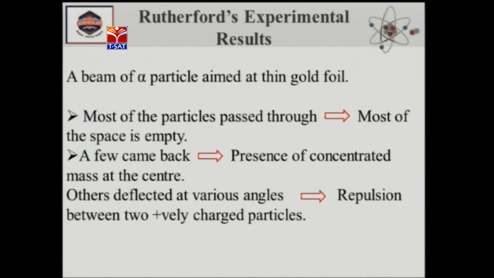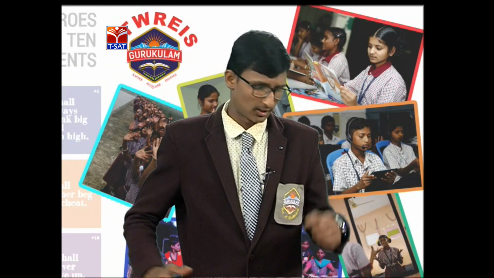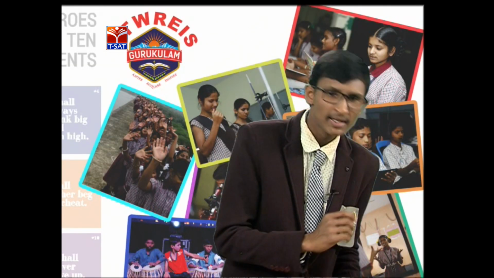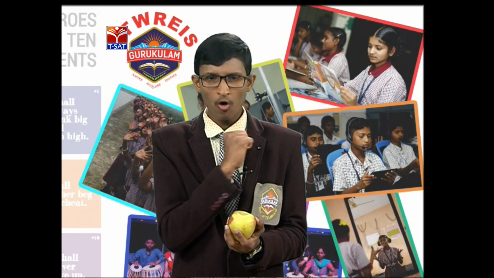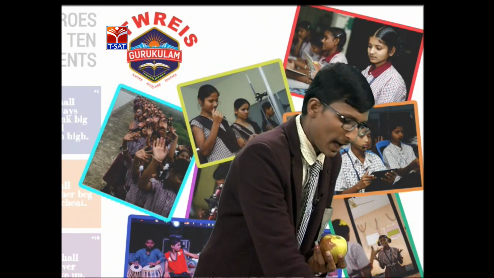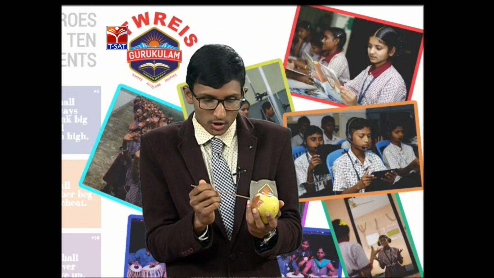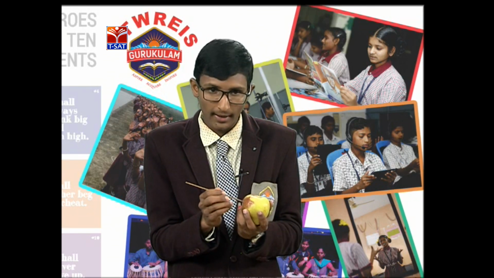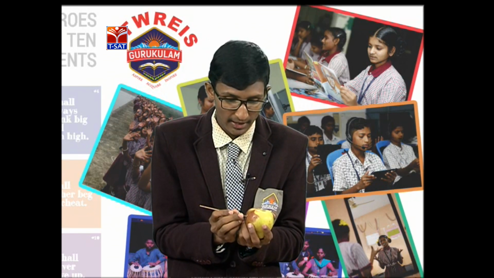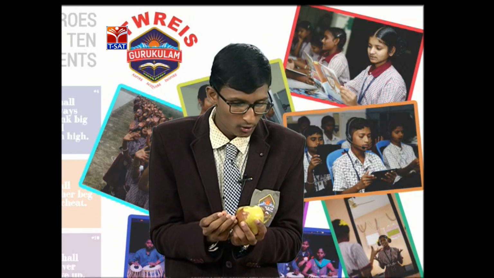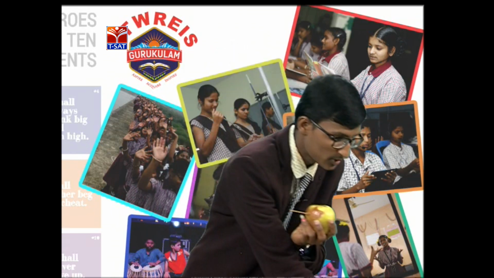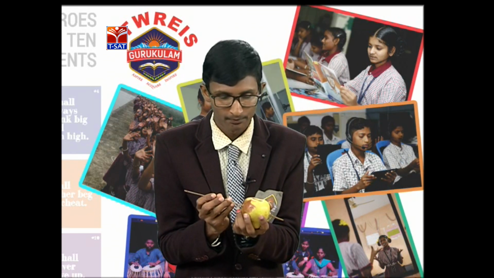So to understand Rutherford's experiment in a better manner, let us do one activity. Friends, take one apple. We know this is an apple, and these are the broomsticks. When we are inserting this broomstick through the apple, let us observe carefully. Now I am inserting this broomstick through the apple.